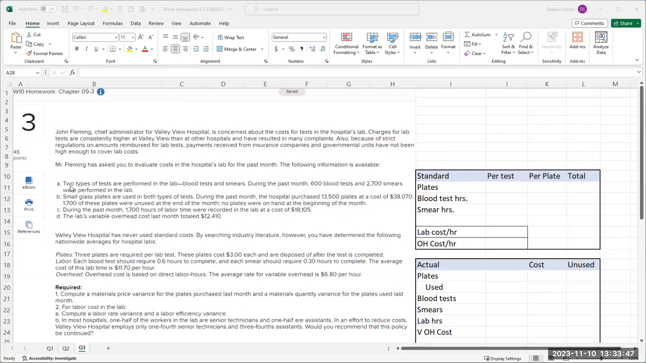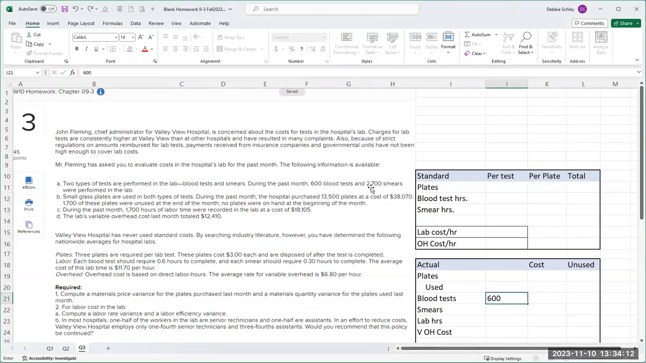Okay, A. Two types of tests are performed in the lab, blood tests and smears. During the past month, right there, that tells you this is actual, 600 blood tests and 2,700 smears were performed. So that goes into actual.